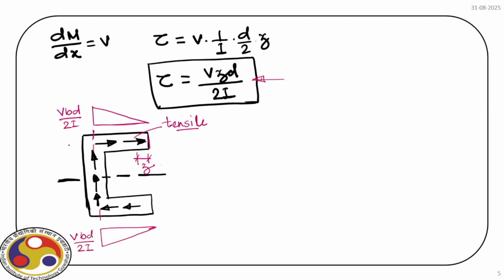Now for the web, we can draw the shear force distribution. So it will be, for the web, tau is equal to VQ by IB, and we already know this is a quadratic variation. So effectively it will be like this.